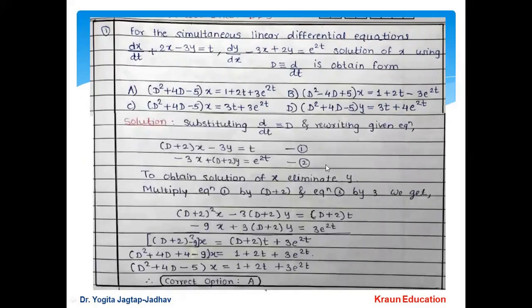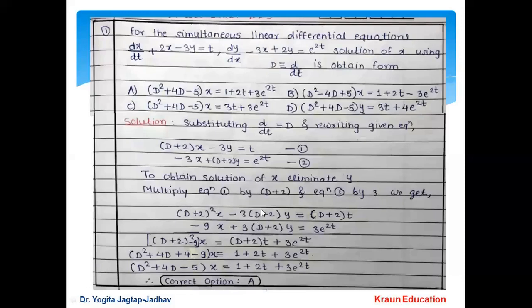Now consider the solution. By substituting d by dt equals capital D and rewriting terms of x and y as shown here, we have the first equation as D plus 2 operating on x minus 3y equal to t. In the second equation also, when I replace d by dt with capital D, we have minus 3x plus D plus 2 operating on y equals e raised to 2t. Now here we have to find the solution for x, therefore y should be eliminated, and to eliminate y, we should multiply equation 1 by D plus 2 and equation 2 by 3, and just taking the sum of these two equations, we get this system of equations.